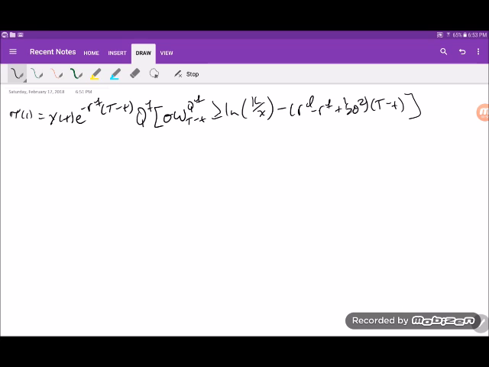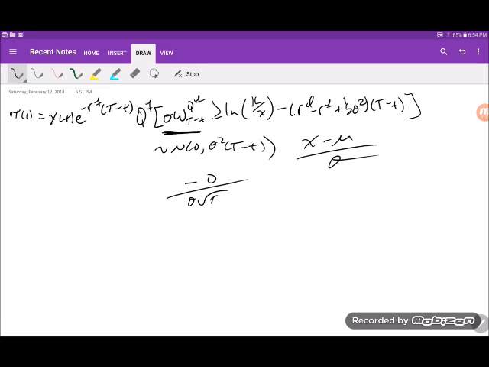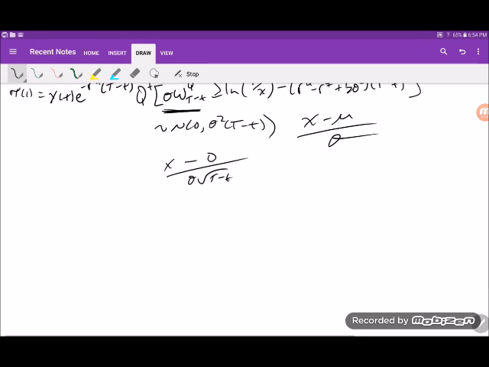So we were at this part, and then I started to talk about, again, we want to normalize this variable. It's approximately normally distributed with mean 0, variance sigma squared (T minus t). And so again, same idea, we're going to normalize it by subtracting that mean of 0 and dividing by sigma root (T minus t) as before. And we just have to make sure to do that operation on both sides.